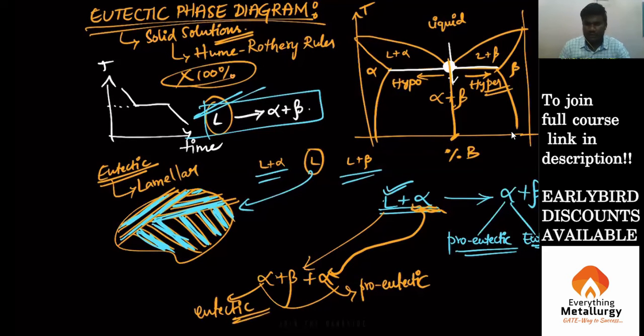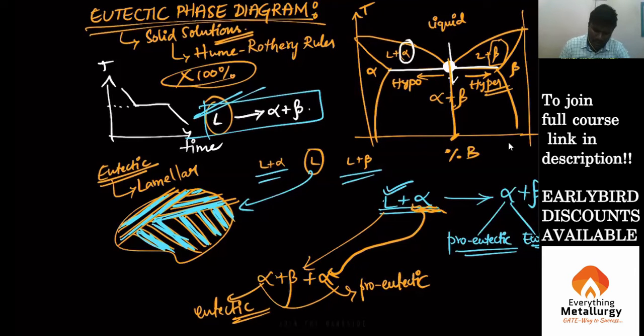Now this is the difference between these. Not only alpha, if you see on the hyper side, it will be pro-eutectic beta, right? So that alpha, whatever is present, it is forming my pro-eutectic alpha, and my liquid is forming alpha plus beta. Now the thing is, how can we notice?